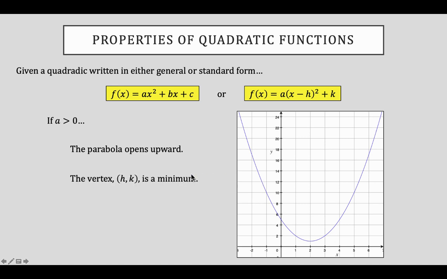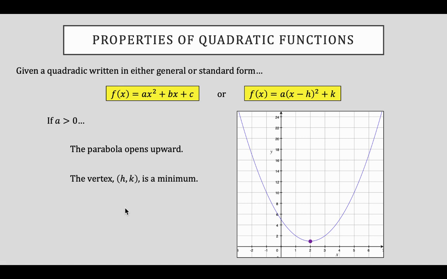And if that is the case, that means that the vertex with the ordered pair h comma k is going to be a minimum. All right, in this case, it looks like our vertex is located at 2 comma 1, and yes, it is a minimum value of our function.